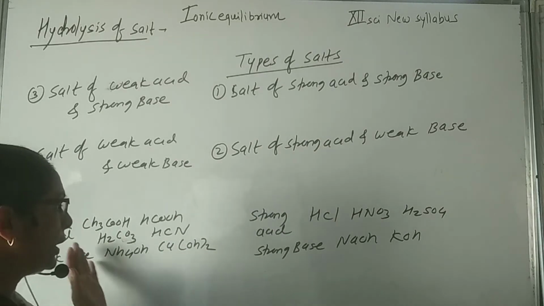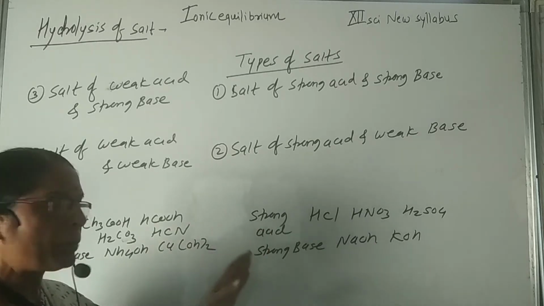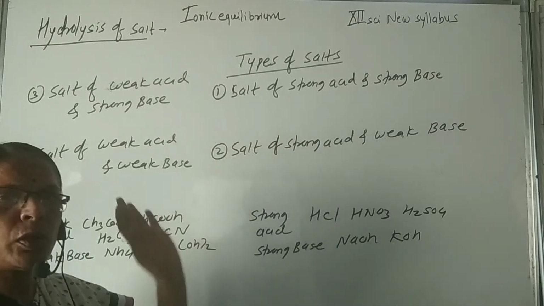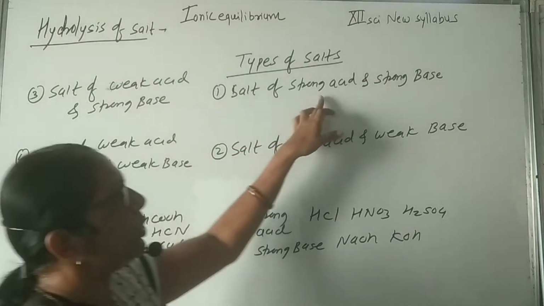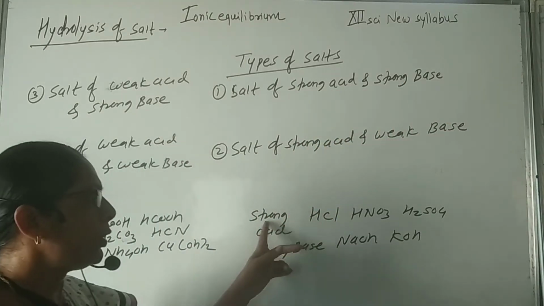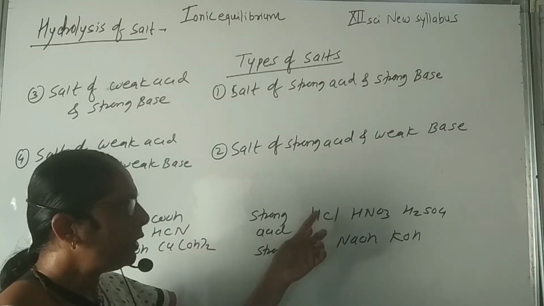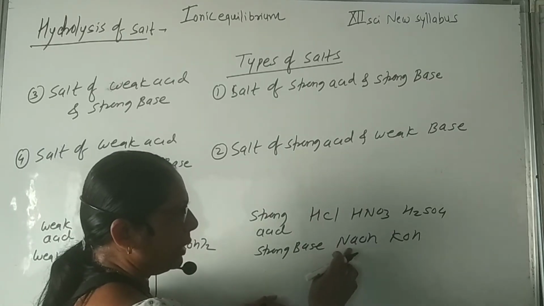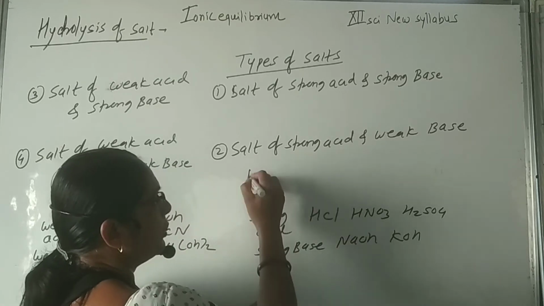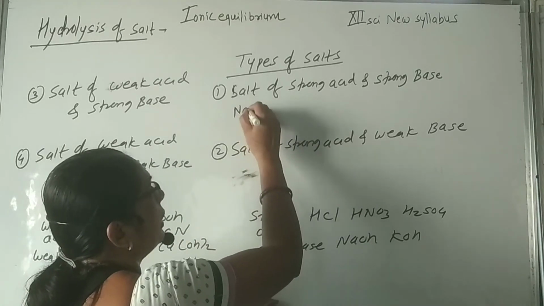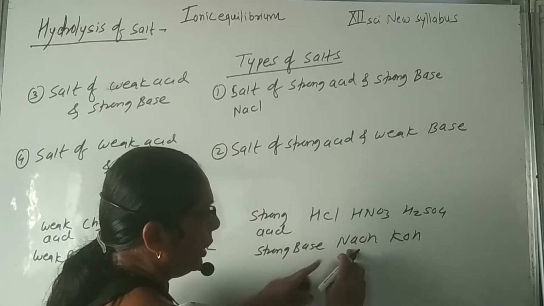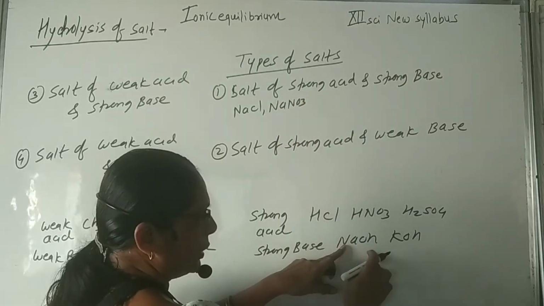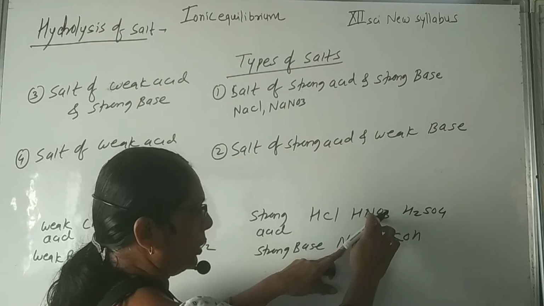Once we know examples of these acids and bases, it is possible for us to prepare a salt of strong acid and strong base. We know that when acid reacts with base, it gives rise to salt. Suppose NaOH is reacted with HCl. It gives NaCl. Similarly, NaOH reacted with HNO3 gives NaNO3.